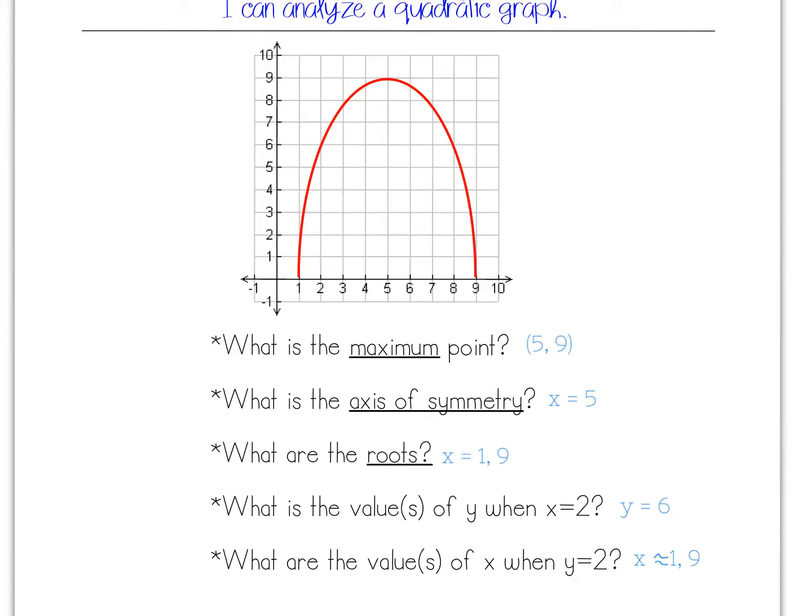And then the values of x when y is 2. So when y is 2, it actually happens at 2 places. I put about 1 and about 9 because 1 is going to be the root, and so is 9. So it's a little bit bigger than 1 and a little bit smaller than 9, but we can't tell exactly, so that's why I put that.